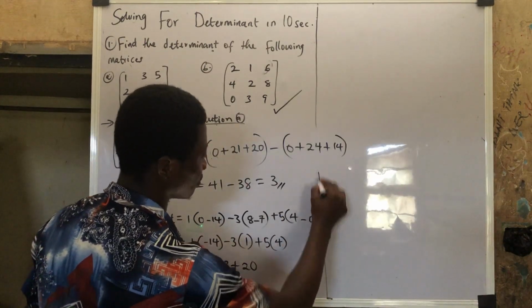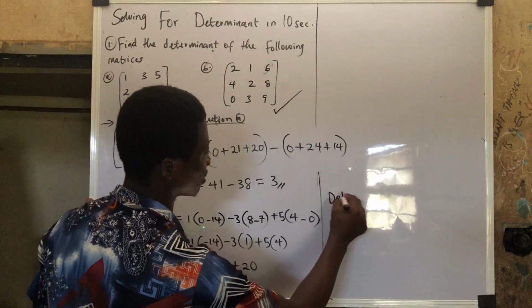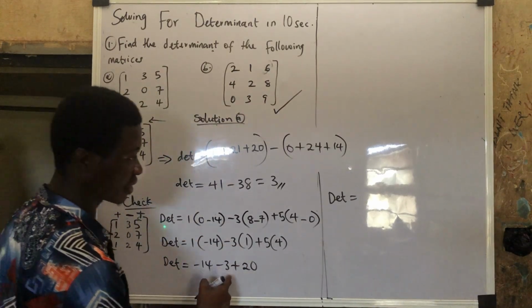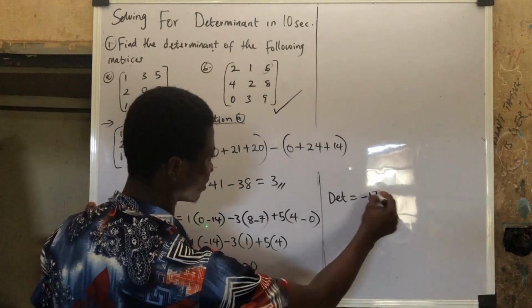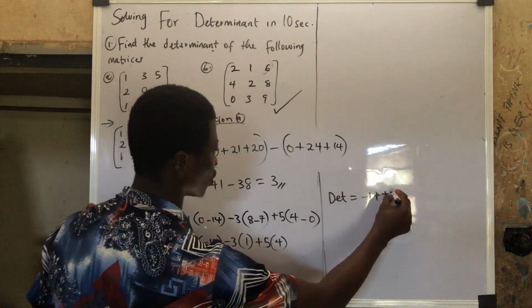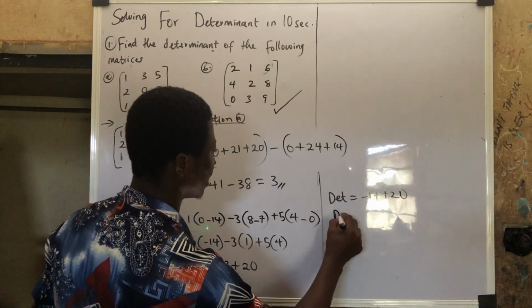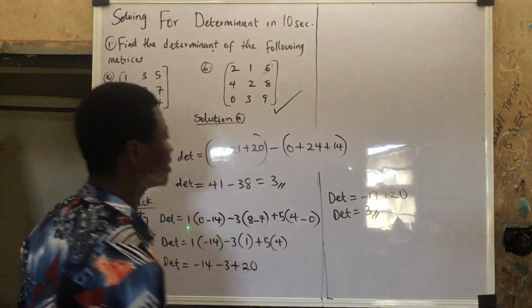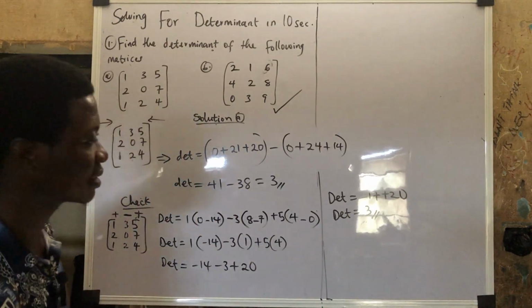So finally, our determinant is equal to minus 14 minus 3. That's minus 17, then plus 20. So in that case, minus 17 plus 20 is plus 3. You can see that it's still the same answer.